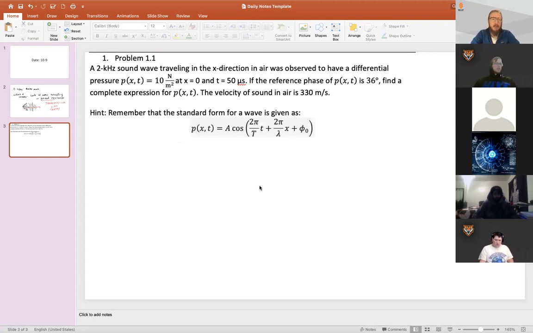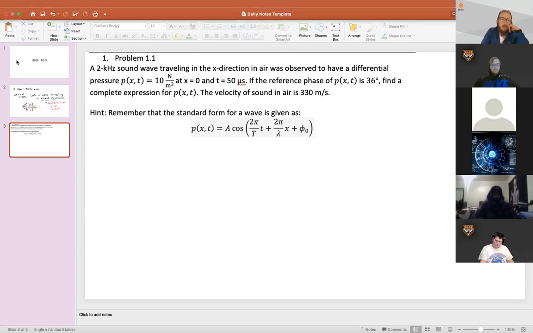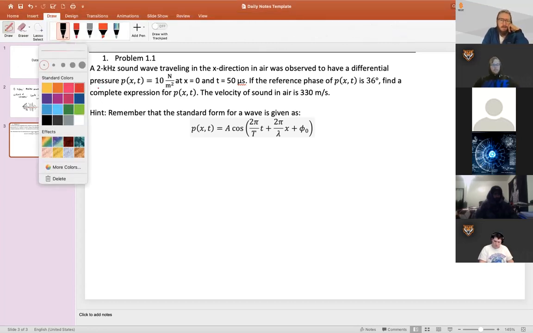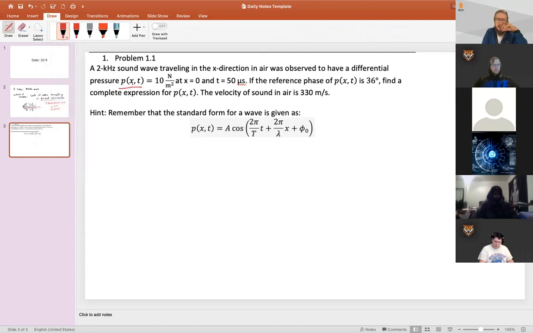So what we have in this problem is a 2 kilohertz sound wave traveling in the X direction in air. It has a differential pressure given as 10 newtons per meter at a given X and time. So if we look here, you have a P(x,t). So this is at an X and a time, and then you're given what those X and times are. You know what the reference phase is. And now we're trying to find a complete expression for this differential pressure.